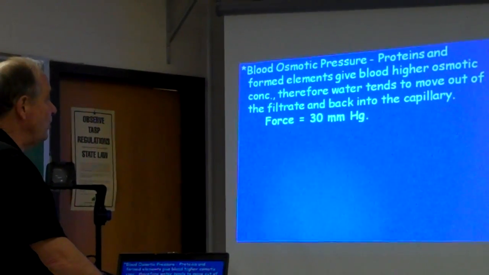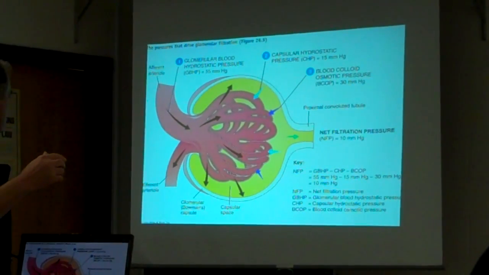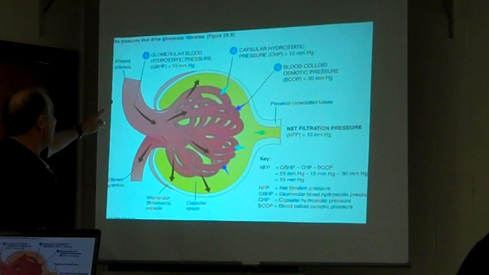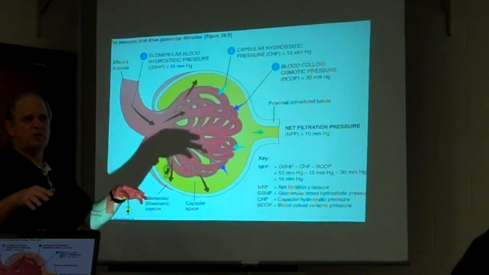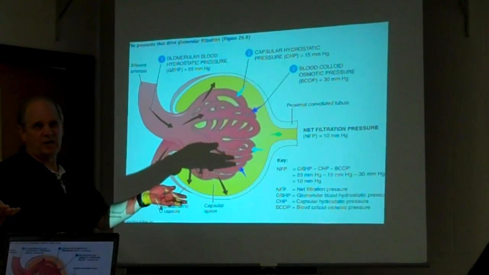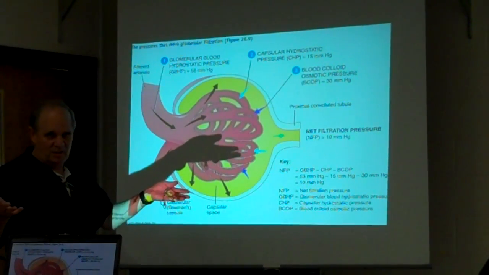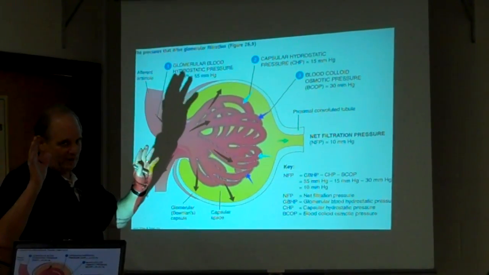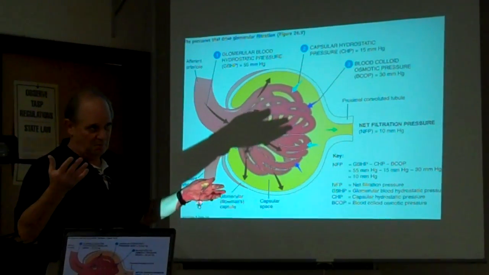Now here's what we just went over. Here's the glomerular blood hydrostatic pressure. If your numbers are different on your sheet, don't worry about it. You can always adjust the numbers; the numbers won't be the same for everybody anyway. The situation is to understand what's going on. Nobody's blood pressure in here is the same.